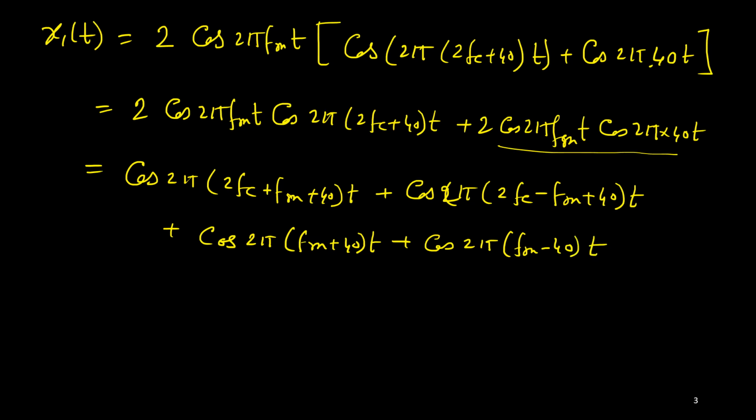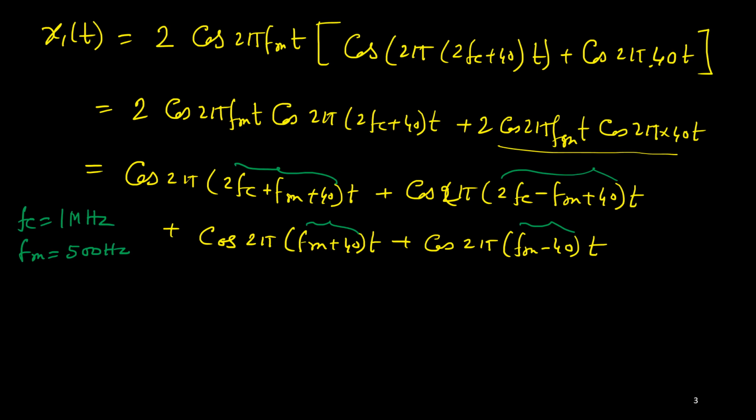So you can understand the frequencies. Here the first signal has frequency 2fc plus fm plus 40, and this signal is 2fc minus fm plus 40, and this signal has the frequency fm plus 40, and this is fm minus 40. And remember, fc is given as 1 megahertz, and fm is given as 500 hertz. Now we wish to draw the spectrum of this.